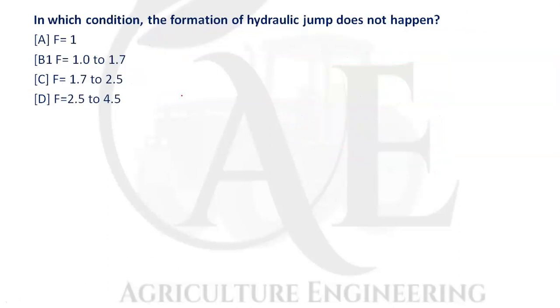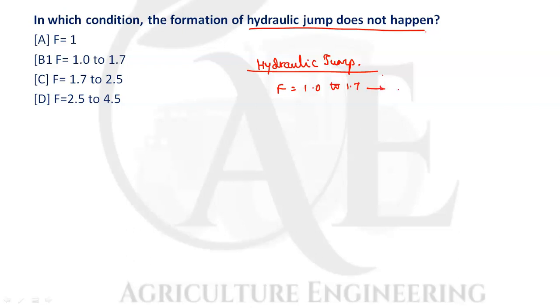Next question: in which condition does the formation of hydraulic jump not happen? So hydraulic jump means we want to study briefly about this. When the Froude number F is from 1.0 to 1.7, there is some undulation, or the jump occurs. Jump occurs when the Froude number is 1 to 1.7. So this is known as undular jump. The Froude number should lie between 1 to 1.7.